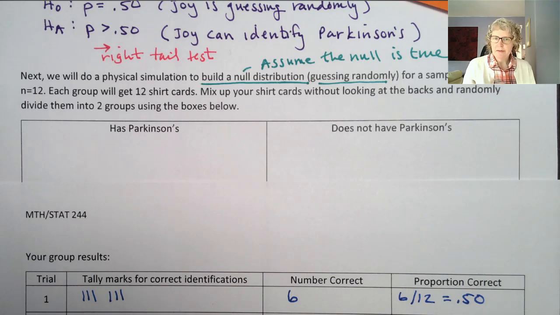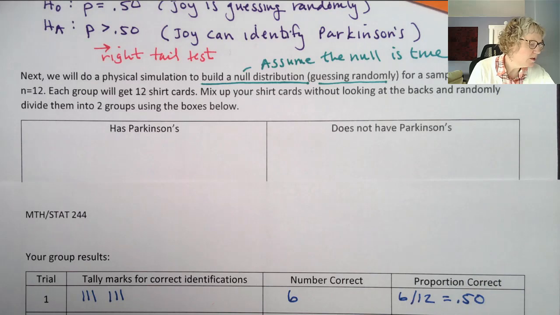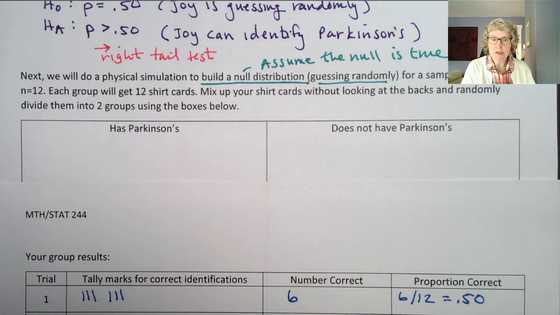Now, this is because we're doing the null, right? With what's likely under the null. Now, will it always be 6 and 6? Probably not, but we want to do a bunch of these to see, right? A bunch of these trials. That's just one.